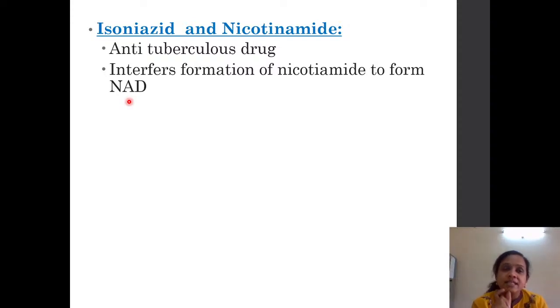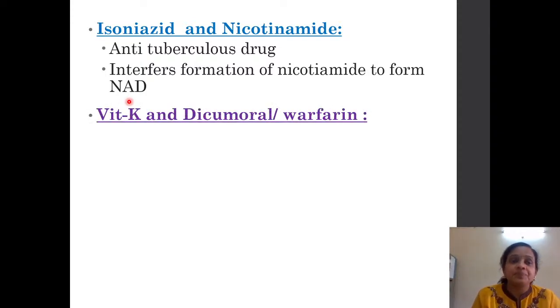So what is happening? This isoniazid is preventing the formation of nicotinamide. As a result, nicotinamide adenine dinucleotide, that is NAD, is not formed. As a result of that, reducing equivalents are not formed. The metabolism of the bacteria is altered. That will lead to the death of that particular bacteria.